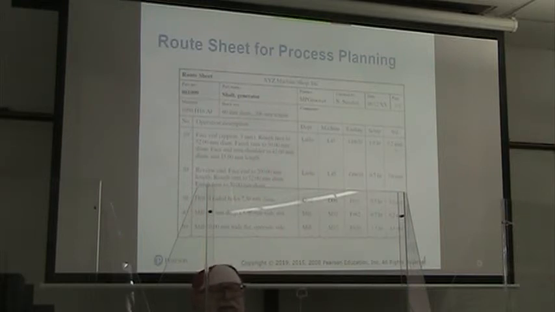So in this case, operation number 10 is face the end, rough turn it to 52 millimeter diameter, and then finish turn to 50 millimeter diameter, face and turn shoulder to 42 millimeters diameter and 15 millimeters length. All right, so it specifies the department, the machine, tooling, the setup time is an hour, and the standard time is 5.2 minutes to do that.